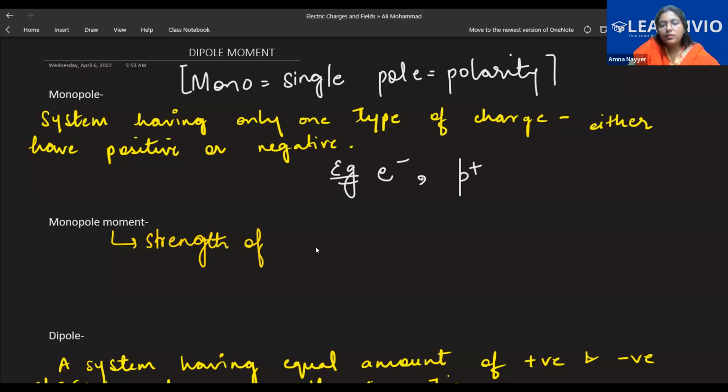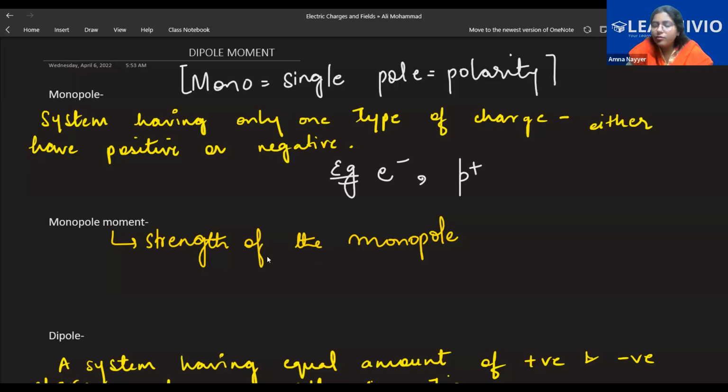Strength of the monopole is very easy when you have single polarity. We have studied the additive property of charges, so you can add all the charges together. When a negative charge comes, you can subtract the charges.